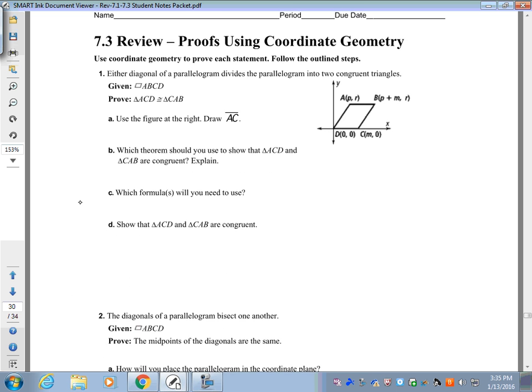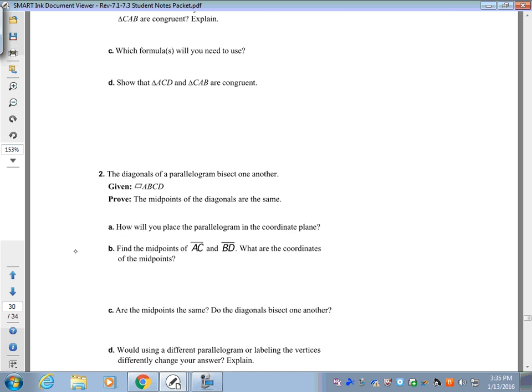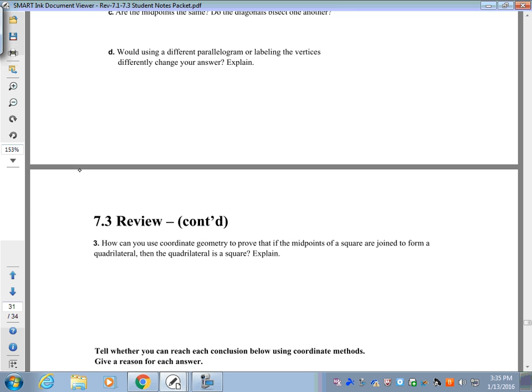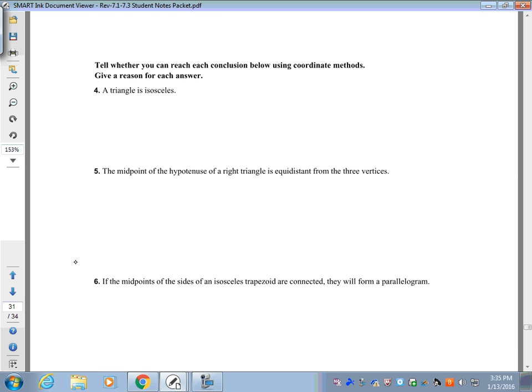Alright, let's talk about 7.3, the last section. Tell whether you can reach each conclusion below using coordinate methods, and give a reason for each. So if I'm going to prove that a triangle is isosceles, what information would you have to know to prove that it's isosceles?